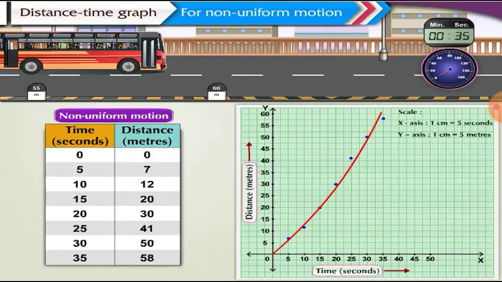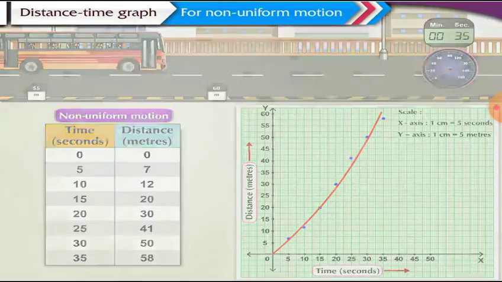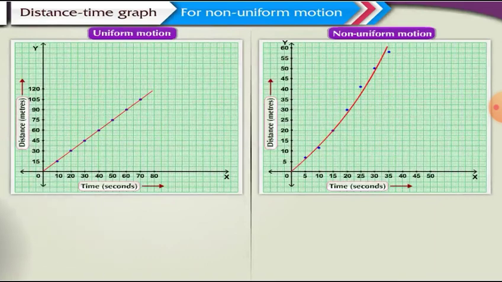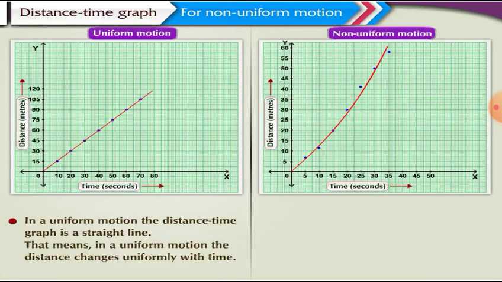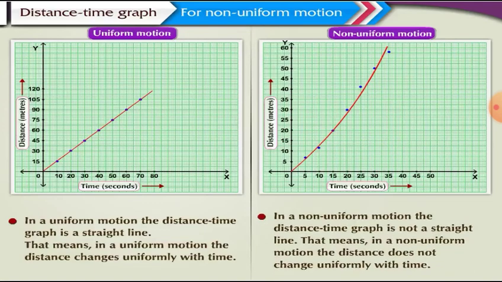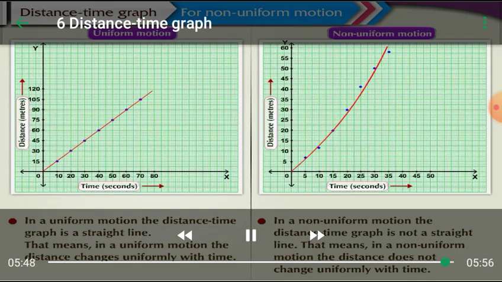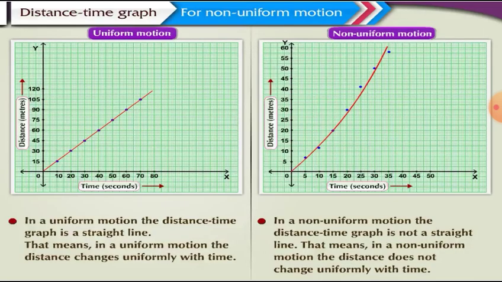After studying the distance-time graph, let us answer one question. What difference do you see in distance-time graphs for uniform motion and non-uniform motion? For uniform motion, the distance-time graph is a straight line. That is, in uniform motion, the distance changes uniformly with time. While for non-uniform motion, the distance-time graph is not a straight line. That is, in non-uniform motion, the distance does not change uniformly with time. Come, let us now study the motion of an object with the help of the velocity-time graph.